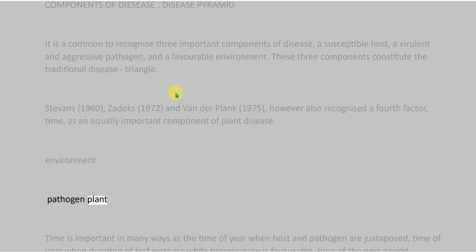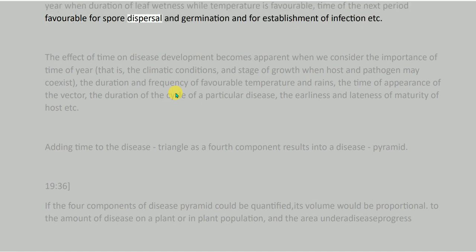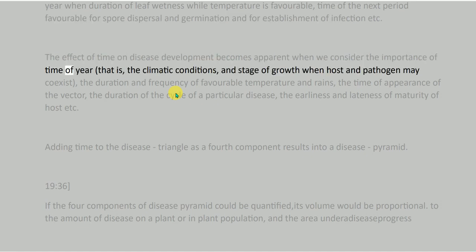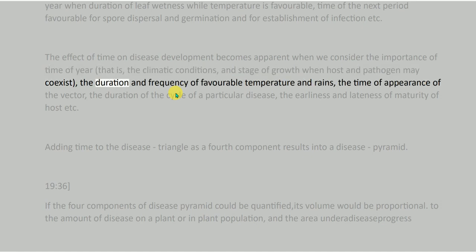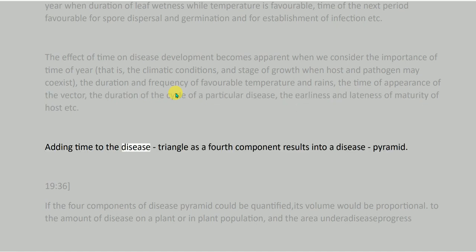Time is important in many ways, such as the time of year when host and pathogen are juxtaposed, the duration of leaf wetness while temperature is favorable, the time of the next period favorable for spore dispersal and germination and for establishment of infection etc. The effect of time on disease development becomes apparent when we consider the importance of time of year, that is, the climatic conditions and stage of growth when host and pathogen may coexist, the duration and frequency of favorable temperature and rains, the time of appearance of the vector, the duration of the cycle of a particular disease, the earliness and lateness of maturity of host etc. Adding time to the disease triangle as a fourth component results in a disease pyramid.